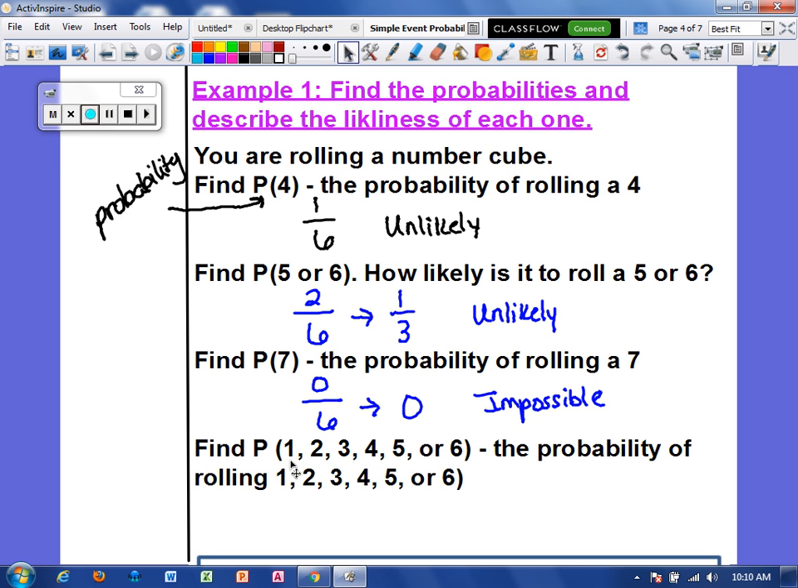And find the probability of rolling a 1, 2, 3, 4, 5, or 6. Okay, well, there are 6 sides that contain those numbers out of 6 total. 6 over 6 equals 1 whole. There is a 100% chance, is what this is saying. So this will definitely happen. So we would describe that as definitely will occur.